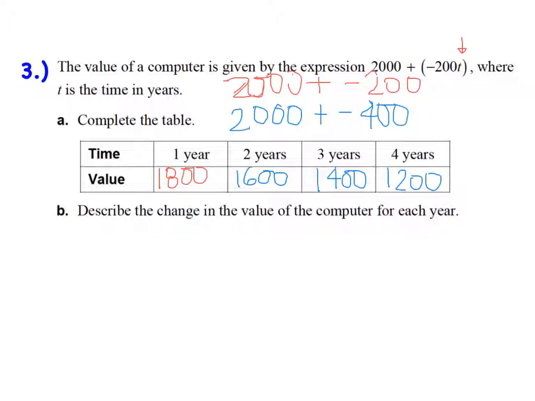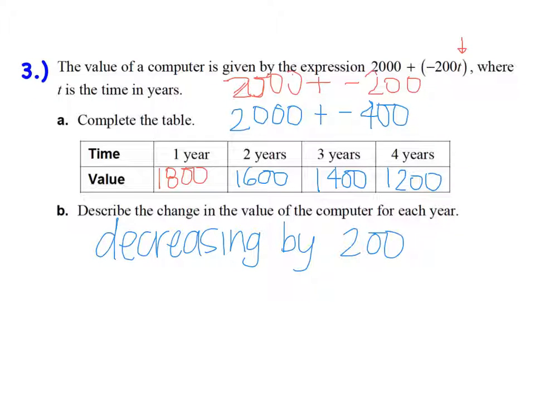Part B says, describe the change in the value of computer for each year. Now, I just mentioned that. We notice that it's decreasing by 200. So you could write that in words, decreasing by 200. Or we could write this as an integer, negative 200.